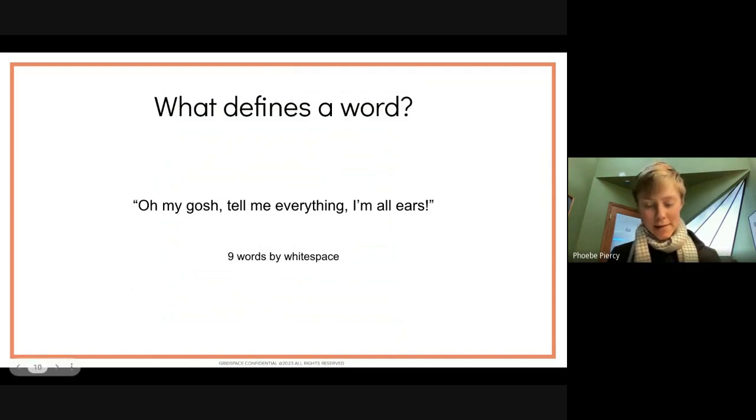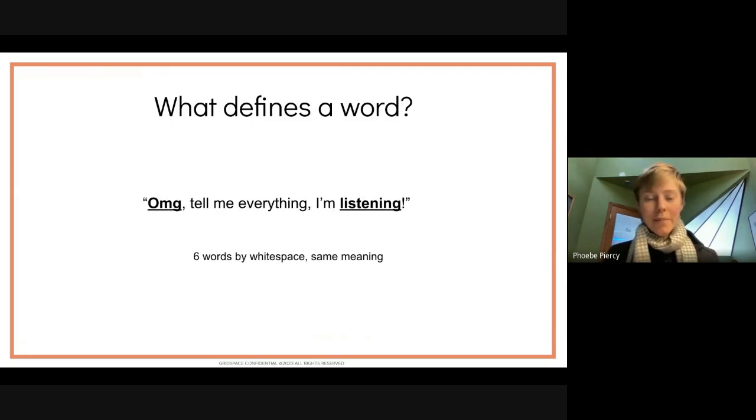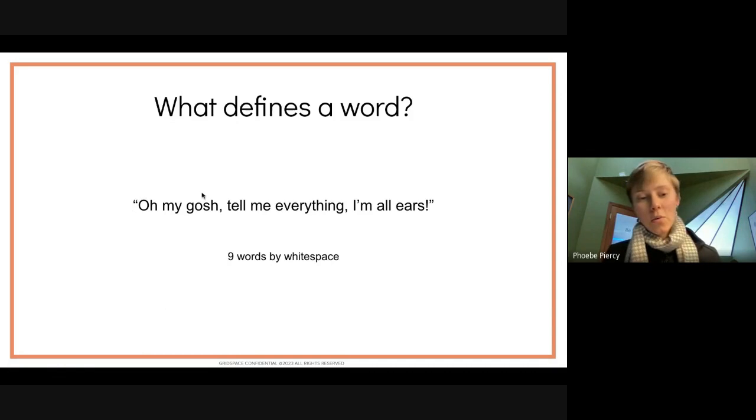Let's take this sentence and look at how we divide it up into words. So by white space, this would be nine words. Oh my gosh, tell me everything, I'm all ears. But linguistically, or semantically, it means the same thing, but it's six words. Oh my gosh, we have said it's three words, but in reality, we can't take my and replace it with another word. You can't say, oh, your gosh. That just doesn't make sense.